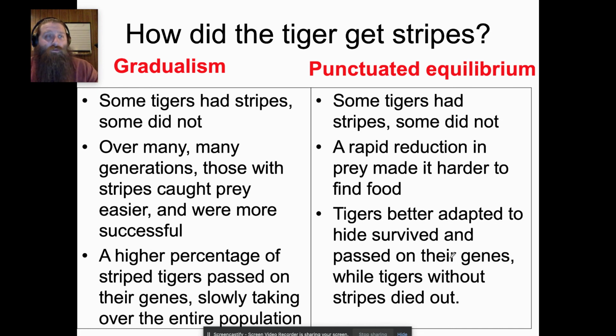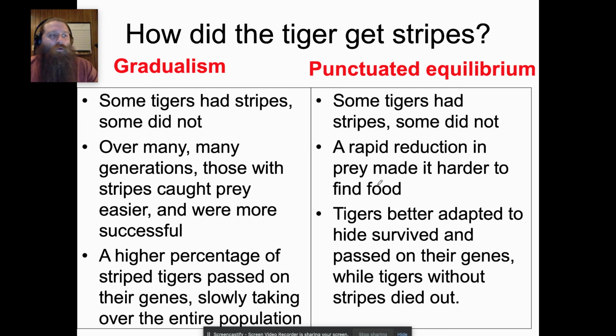That would be gradualism. Punctuated equilibrium says, okay, same scenario. There are tiger species, some have stripes, some don't. There was some kind of cataclysm. A rapid reduction in prey made it a lot harder to find food. So maybe there was a decades-long drought. Tigers that were better adapted to hide were able to catch food. The stripes helped them hide in the tall grass, and so they were able to pass their genes where the other tigers were not. So this would be an example of punctuated equilibrium.